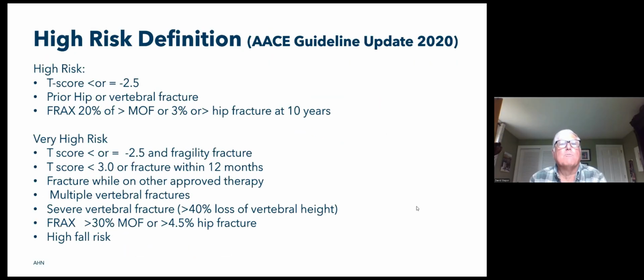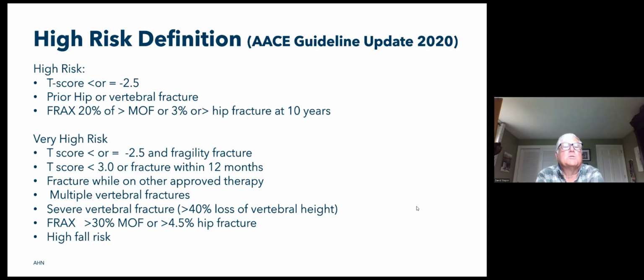So now we get to the high-risk definition of osteoporosis. And this has come out in the endocrine guidelines since 2020. And we've talked about it a little bit so far. A high risk, obviously, is a T-score at any of those areas that I mentioned, less than 2.5 standard deviations below the norm, which would be a 30-year-old normal female. A prior hip or vertebral fracture, and I would suggest other fractures potentially as well, is a high-risk definition of osteoporosis. Or a FRAX score of 20% for a major osteoporotic fracture, or 3% for a hip fracture at 10 years.